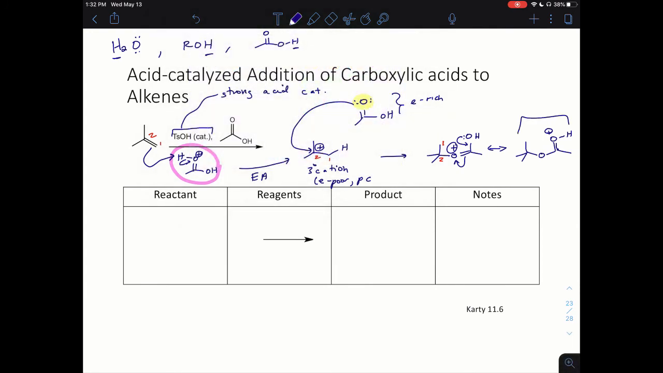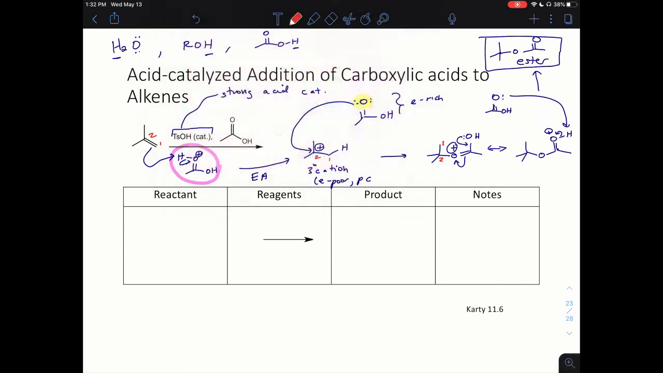Okay, so we're here now. We're almost to the product. That's certainly quite acidic, so we will just use another molecule of acetic acid to deprotonate. We're running out of room here, huh? And then we get our final product, which is an ester. Cool. So that's the final product here.